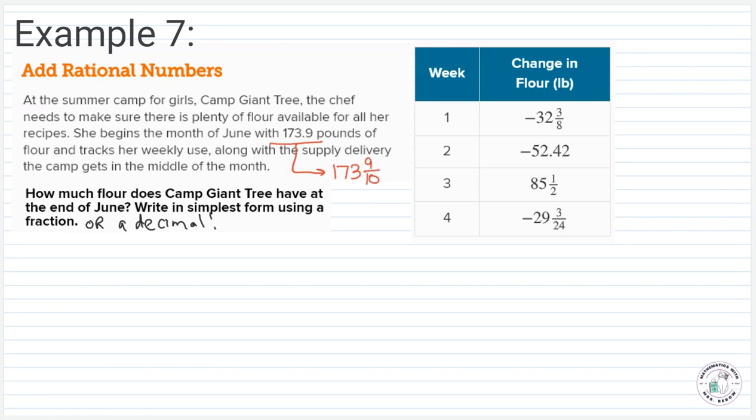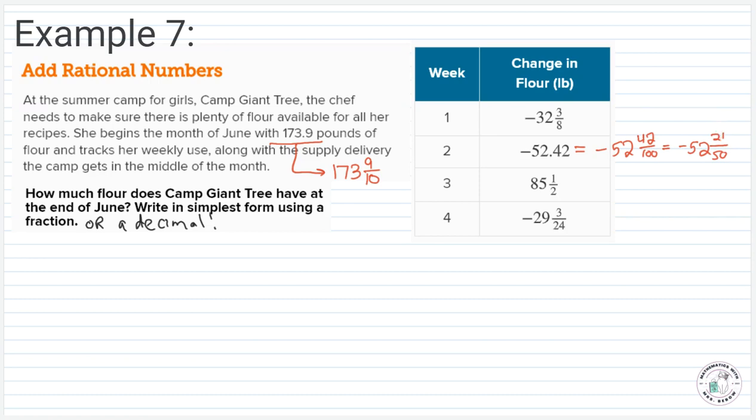All right, so now, similar to the last question, I would go through and add all my negative values together from this table, which shows us over 4 weeks the change in our flour amounts, and then worry about adding everything together at the end, since we only have this one positive. So really we just need to figure out negative 32 and 3/8 plus the negative 52 and 42 hundredths, which we can write as negative 52 and 42 over 100, which is the same as negative 52 and 21 over 50 if we simplify the fraction portion.